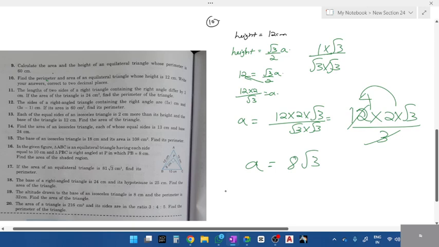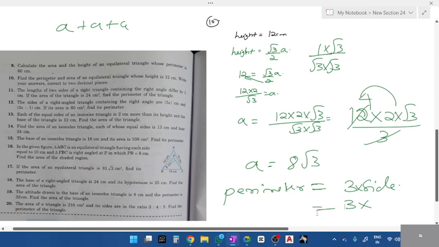Now what are the two things you have to find? Perimeter and... what is the perimeter formula for an equilateral triangle when all these sides are equal? A plus... not A plus B. A plus A plus A, right? All sides are equal. So what is A plus A plus A? 3A, right? Or can I write 3 into side? Both are same. What is the side value? Side value we got.